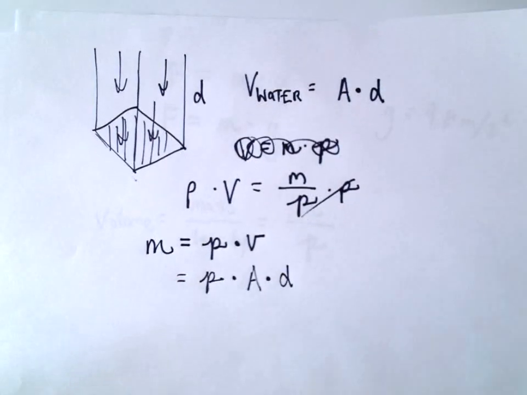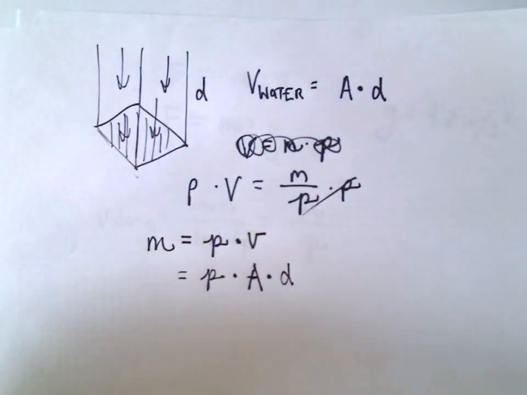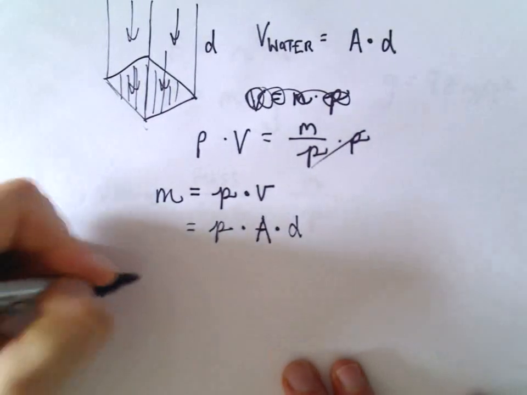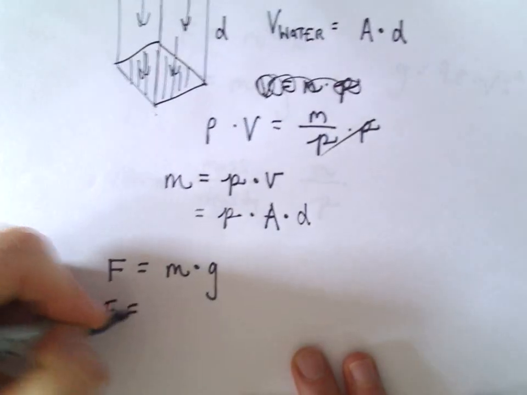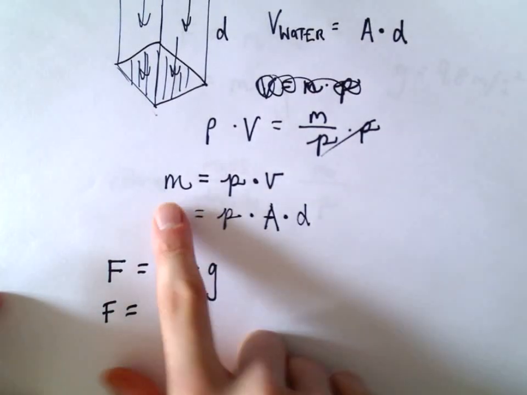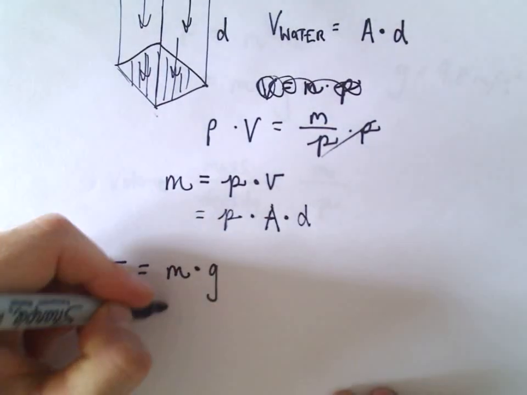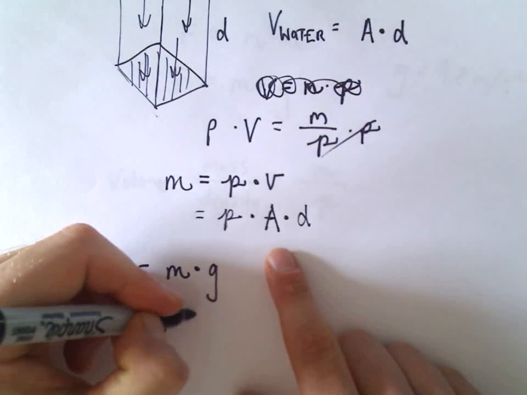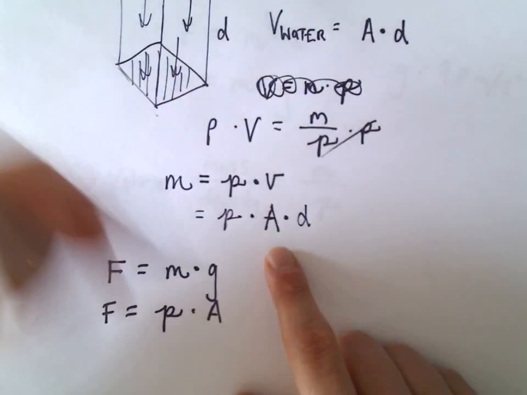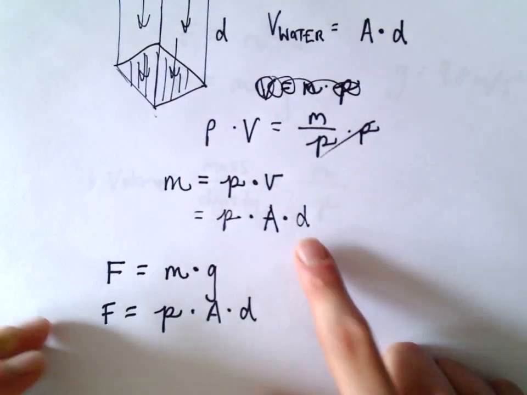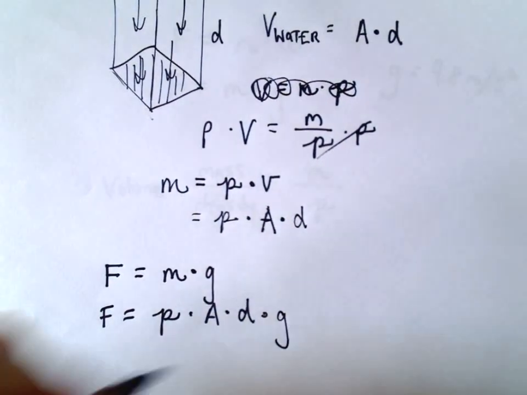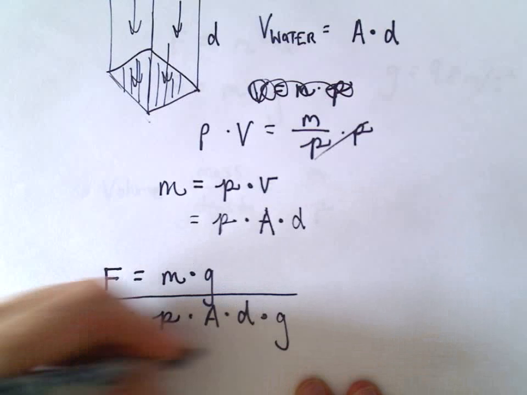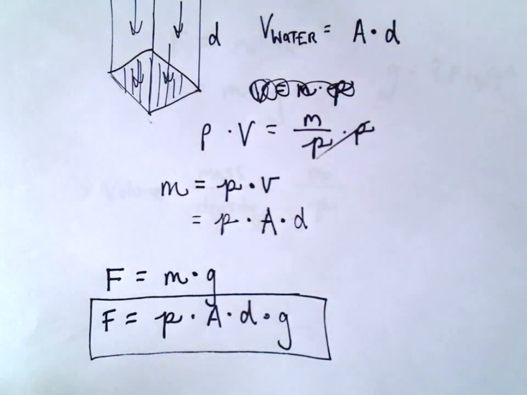And now we've got a nice little useful expression for figuring out the force on that plate, because, again, force is mass times acceleration. But now we've got an expression for the mass. It's going to be the density of the fluid times the area of that little plate times the depth that it's at, and then we have to multiply that by gravity. So this little expression is very important for doing these problems.